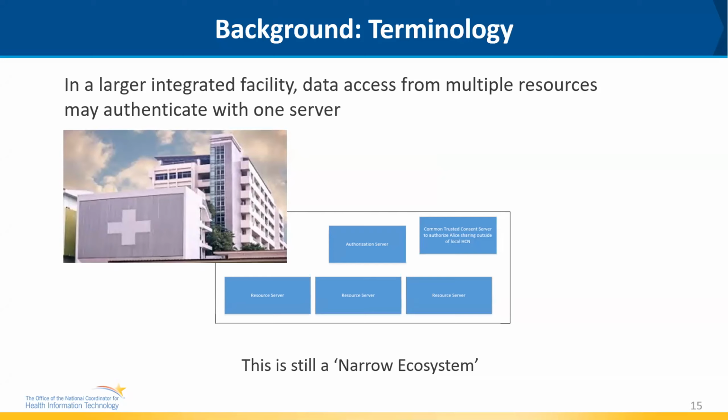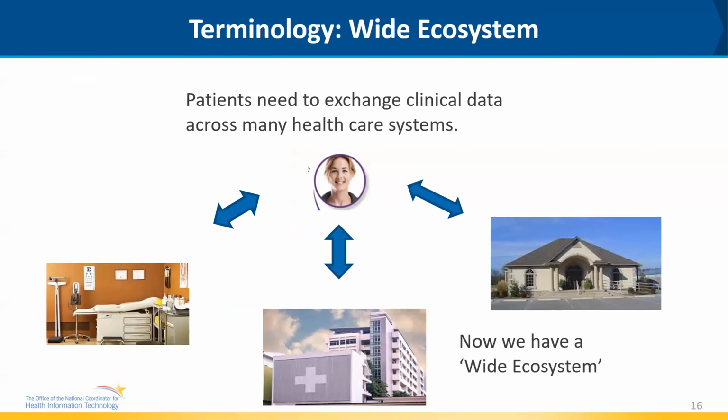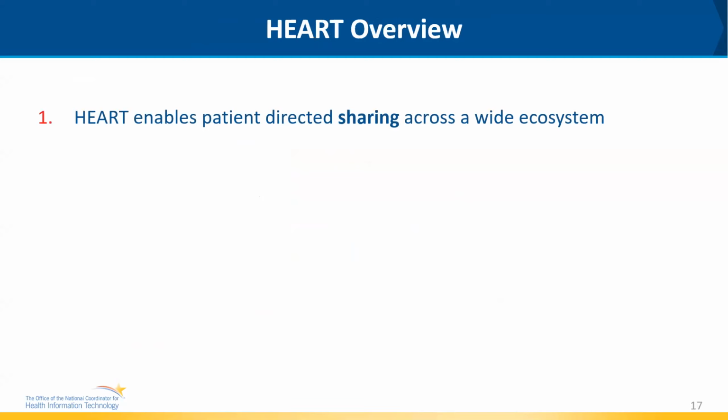If Alice needs to see a cancer specialist outside of that integrated healthcare system, that specialist cannot easily access Alice's data. The patients need to exchange clinical data across many healthcare systems. When we have achieved this, we will have a wide ecosystem. So while HART could run in a narrow ecosystem, HART enables the ability to share securely across a wide ecosystem interoperably.